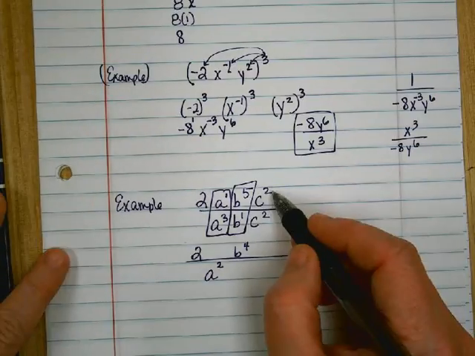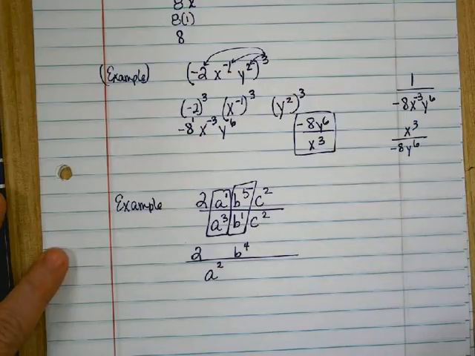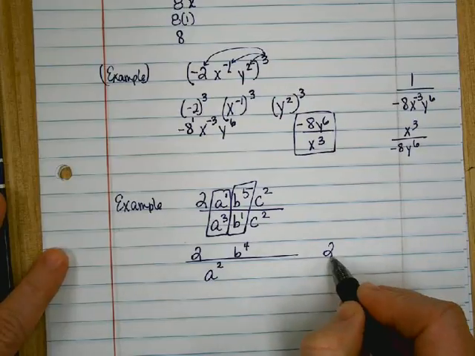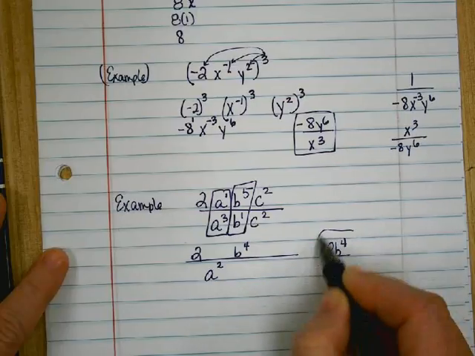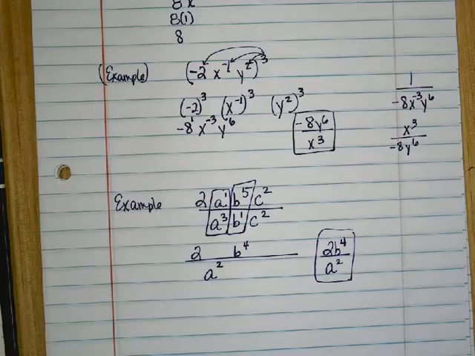What about c squared over c squared? Well, what's 2 minus 2? 0. And something to the 0 power is 1, so you don't even have to write it down. So my answer to this problem is 2b to the 4th over a squared. Questions on that one?